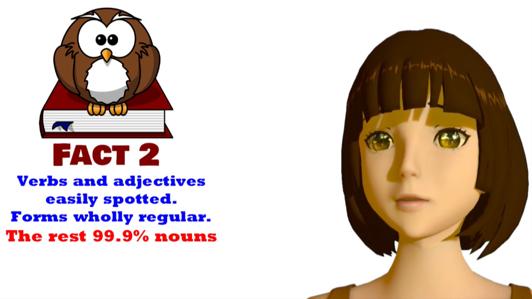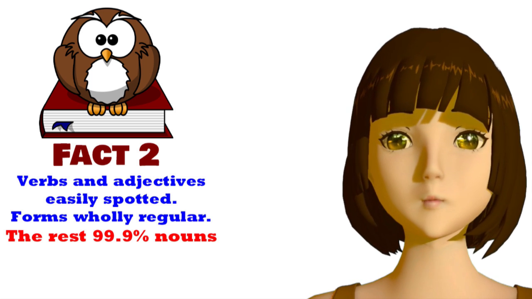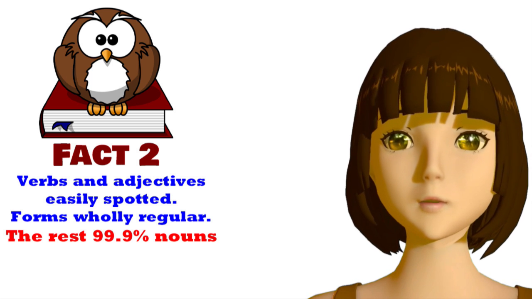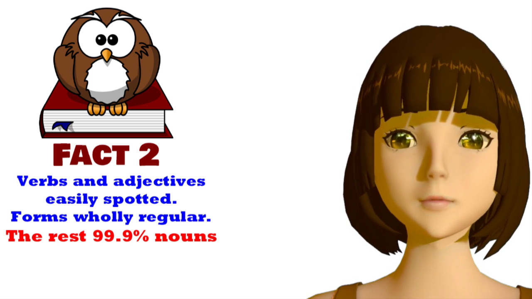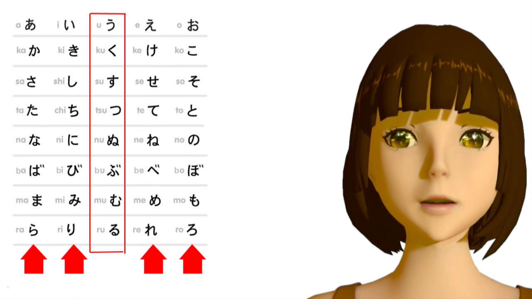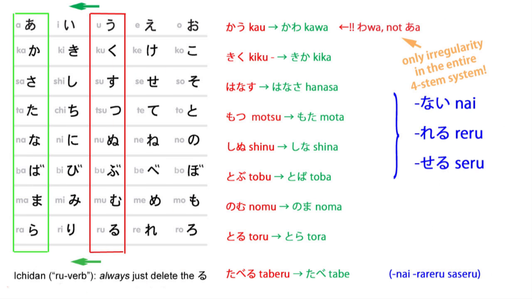Now, as we know, there are certain completely regular transformations that this u-row kana and that this i can make. They can go into te form or ta form, and the final u-row kana of a verb can change into the equivalent kana in the same row in order to attach a helper word, such as the negative helper adjective nai or the causative helper verb seru, saseru.